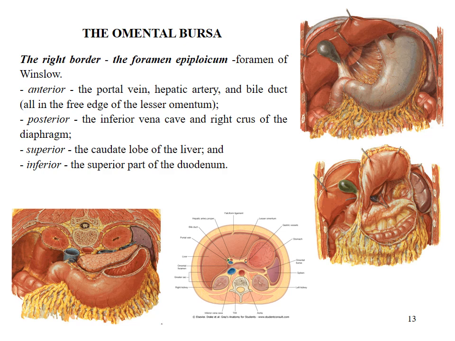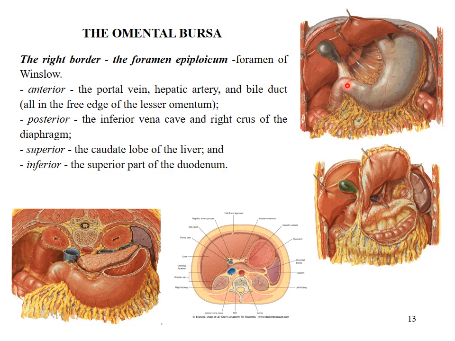The right border is the communication between the greater peritoneal sac and the omental bursa. The right border is named the epiploic foramen of Winslow, and it has 4 borders. Anteriorly, that is the hepatoduodenal ligament.